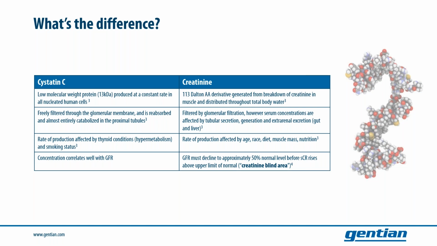Both are freely filtered through the kidneys, and the rate of production for Cystatin C is affected by thyroid conditions and the patient's smoking status, whereas creatinine is affected by anything that affects the muscle mass, like, for example, age, race, diet, and nutrition.